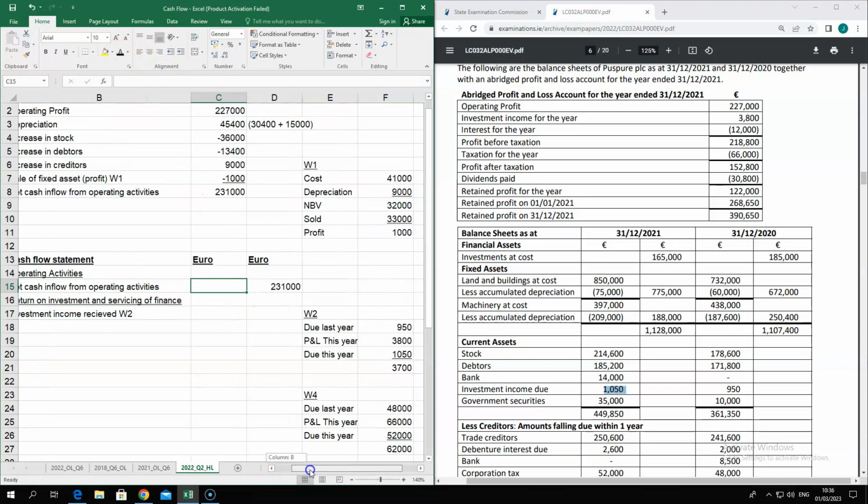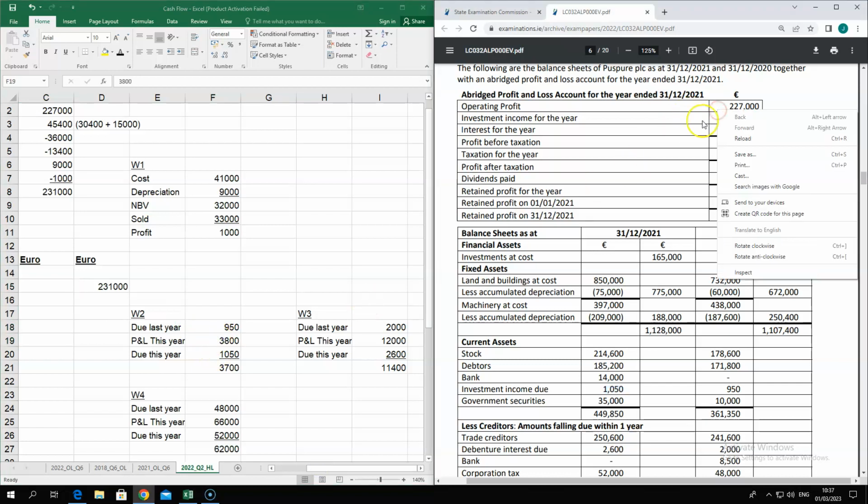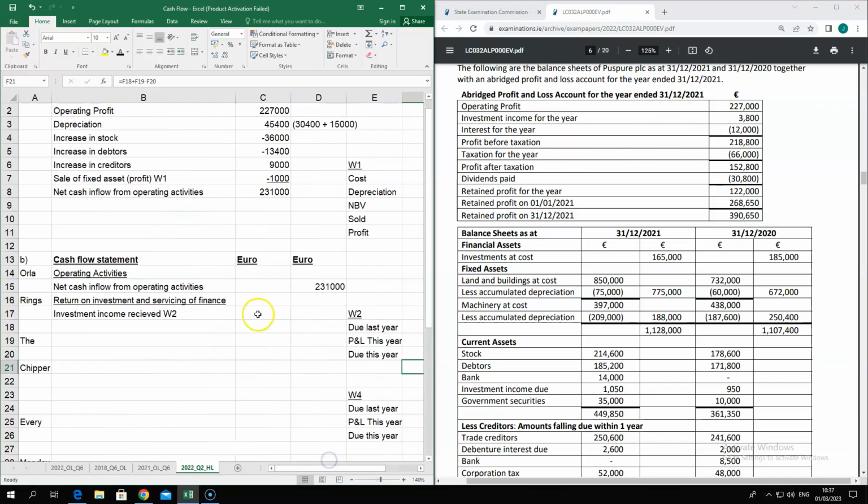So I have a little working done for that here. So working 2, due last year was 950. You add on this year's figure of 3,800 and take away what's due of 1,050, which gives you 3,700. Now that's money coming in, so it's a plus figure. Right, next we have the interest we paid.